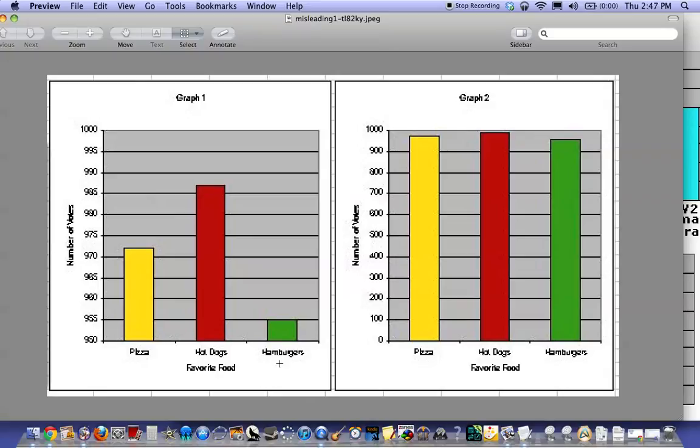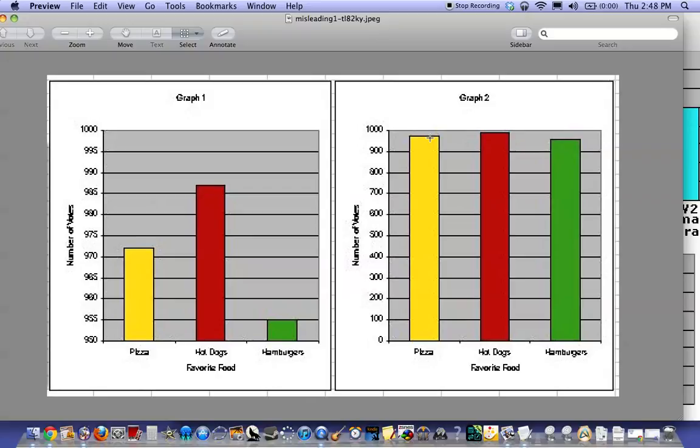This graph looks like it is relating the number of votes that people made as to what their favorite food was. And so it looks to me as though pizza had roughly 975 votes. Hot dogs had right around 985, 990 votes. And hamburgers had about 955 votes. So it looks like there were almost 3,000 people that voted.